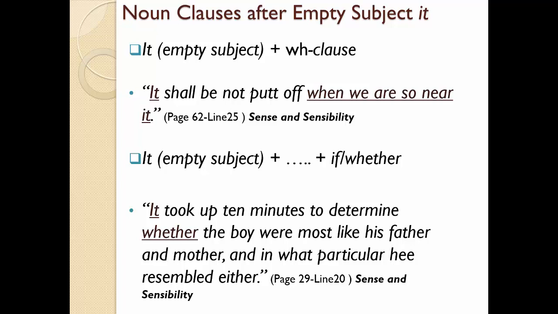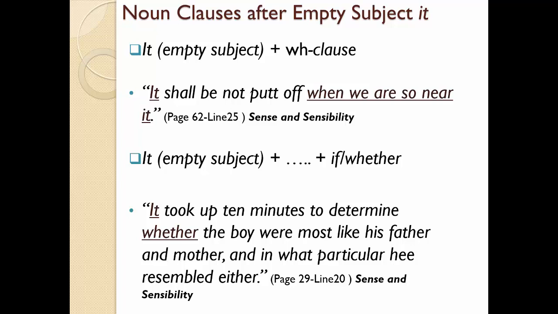For example, it took up 10 minutes to determine whether the boy was most like his father or mother, and in what particular he resembled either. You can notice that "it" is in the beginning of the sentence, which is an empty subject, and "whether" is at the end of the sentence.